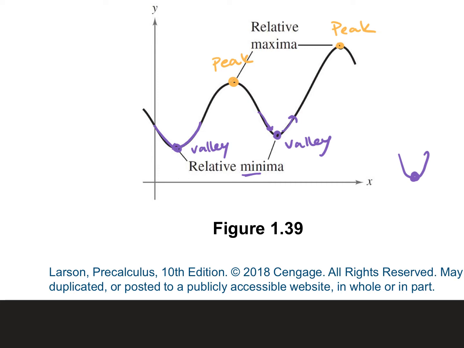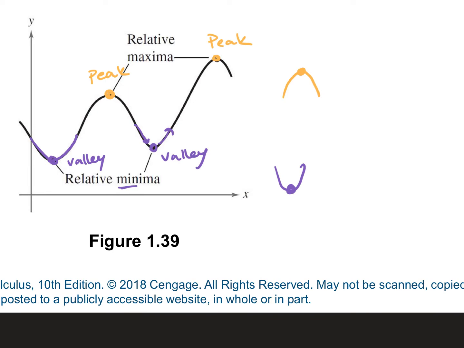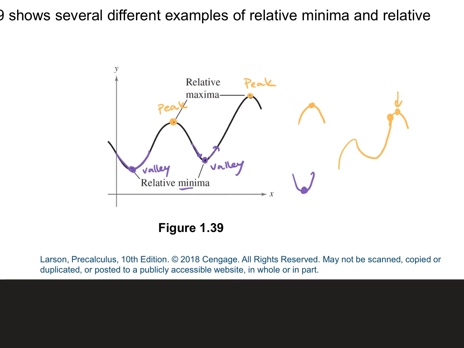Same thing with our relative max. It has to be the top of that mountain. It can't just be like the highest point on our graph. It actually has to have that curve, and the very tippy top would be our relative max.